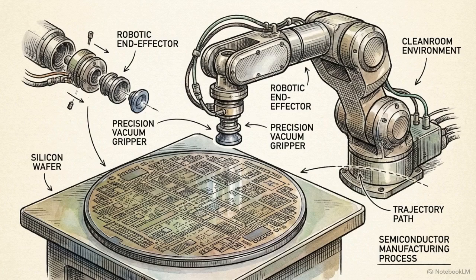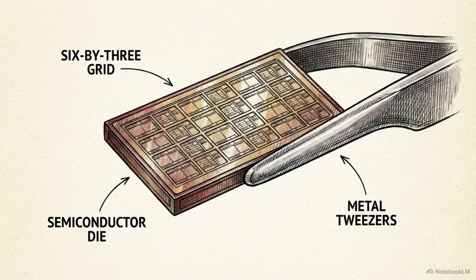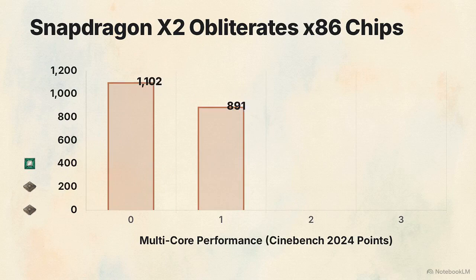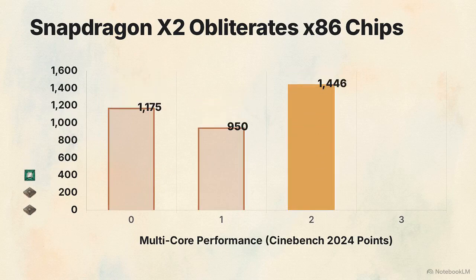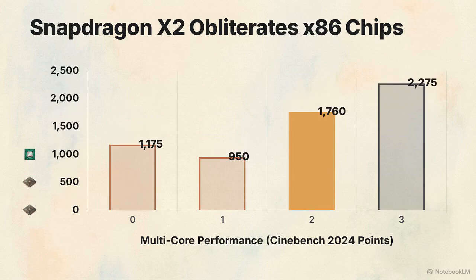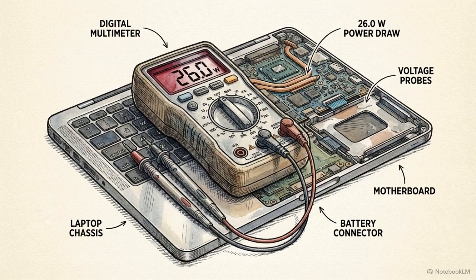Qualcomm achieved these specs by building the X2 on a 3nm TSMC process and packing up to 18 CPU cores into a single chip. This bar chart shows what 18 cores will do for you. In multi-core performance, the Snapdragon X2 extends far beyond AMD's Zen 5 and Intel's Panther Lake at similar power limits. The only processor that can beat the X2 is Apple's 18-core M5 Pro. Hitting those numbers requires about 26 watts of power at peak load.